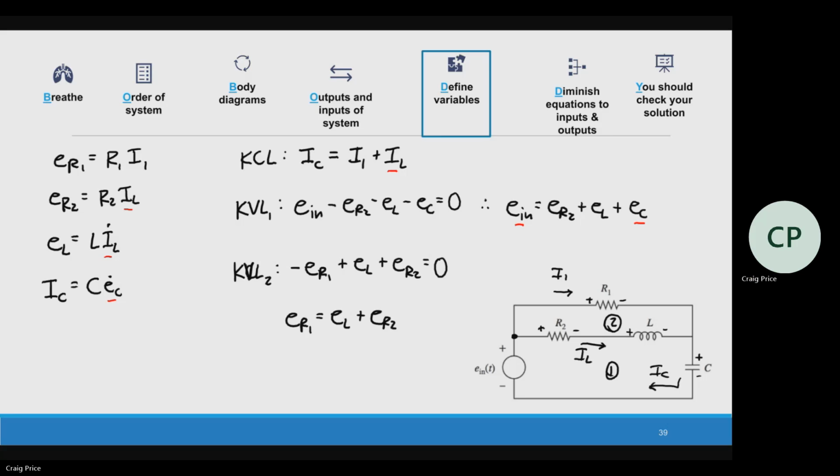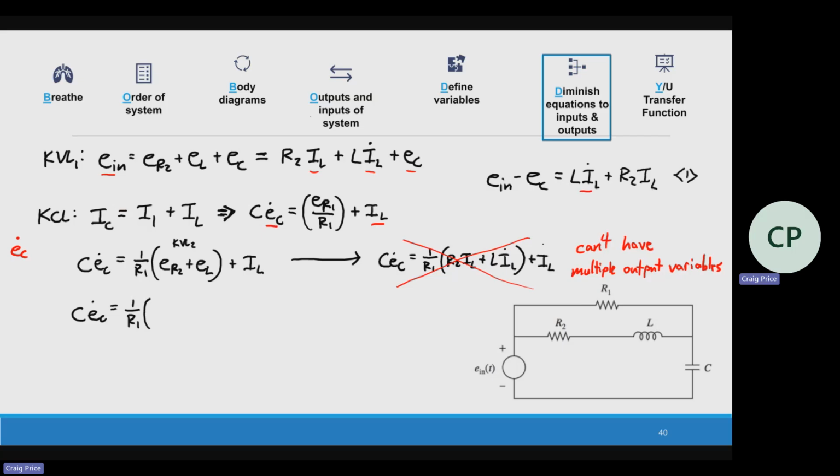But I have KVL1 here. KVL1 has an ER2 plus an EL. So what I can do is say that this is equal to EN minus EC. So I can use KVL1 again to change this. By using KVL1, we can say this is equal to EN minus EC. And that actually gets me to a place where all my variables are good.